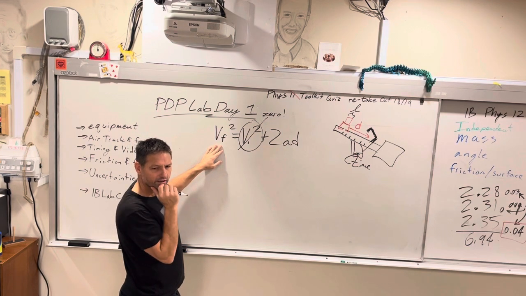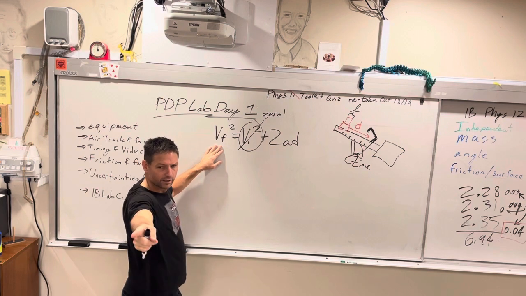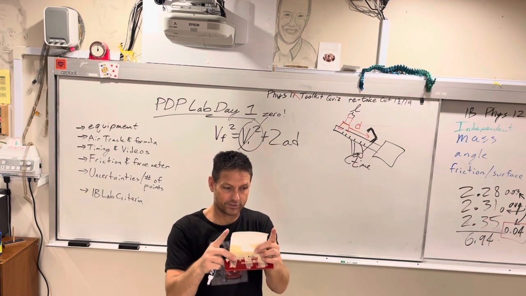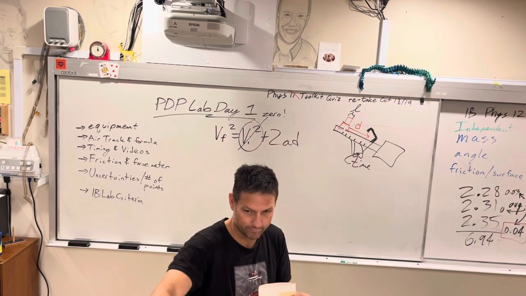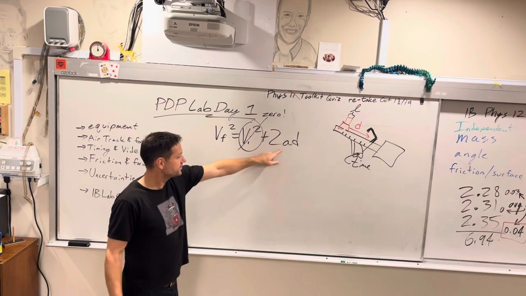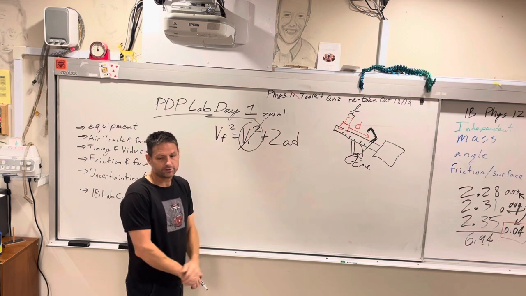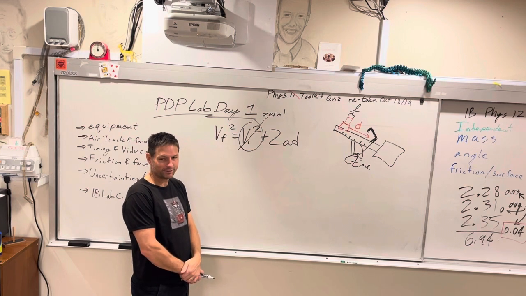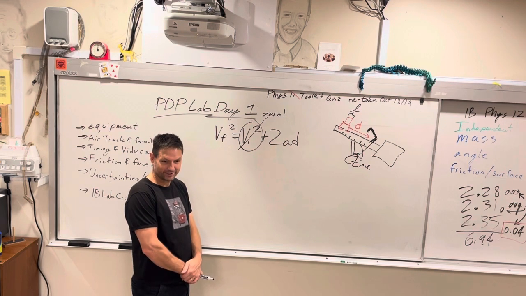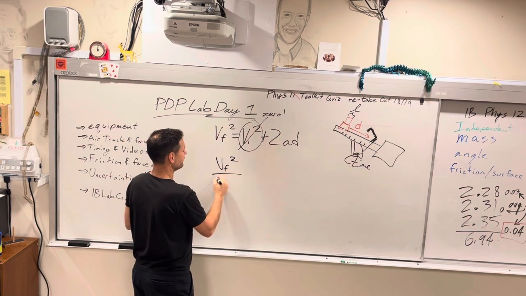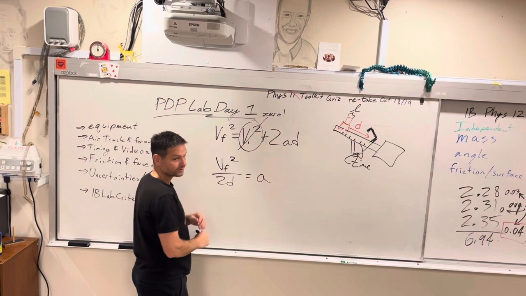How do we find our VF? The distance over time. Good. This distance, so you just measure this, over that time will give you this final velocity. We have to solve for this A. How would I do that? We know the distance, right? So it's easy. Okay, it's easy, but how do we do it? How do you algebra people, you mathy people? Yes, Bruno. We divide by 2D. Excellent. Okay, so we're going to have VF squared divided by 2D, and that's going to give you acceleration.